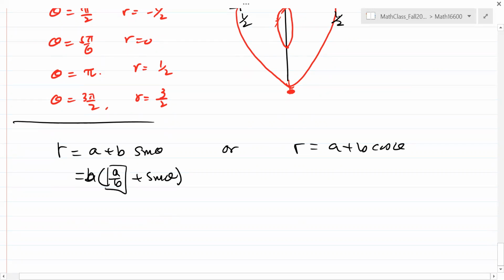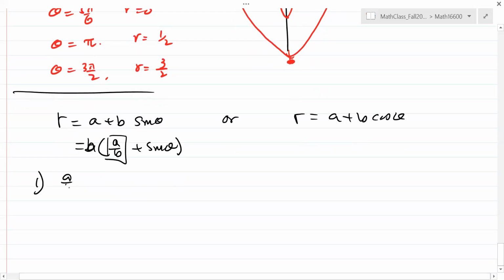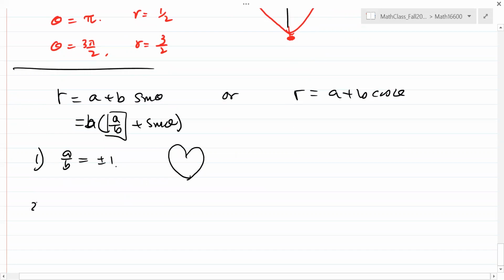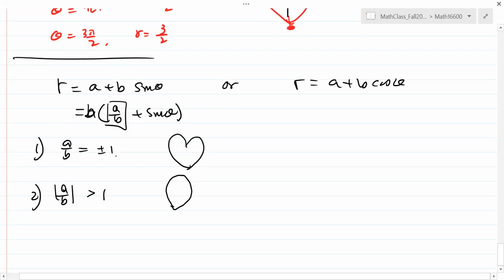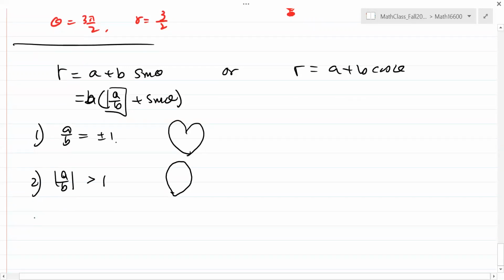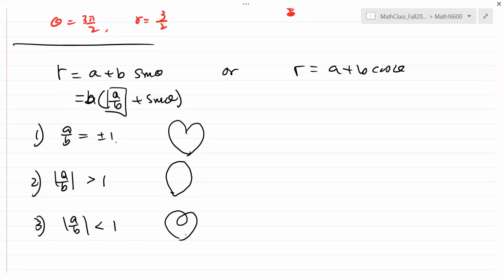If this number is exactly plus or minus one, then you have the graph like this. If A over B equals plus or minus one, then this could be zero, so 1 plus sine theta could be zero. So the graph looks like that. Similar, it may be rotated. If the absolute value is greater than 1, then the graph looks like this. Now it's not like a circle, one side is a little bit round, the other side is sharp. If this is less than 1, then you'll get pictures like that. So there are three different types of pictures you will get. It depends on the absolute value of A over B.